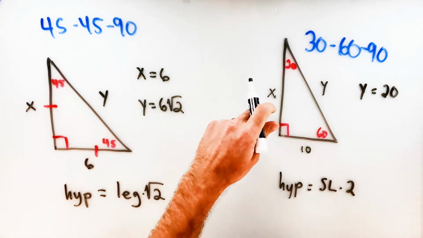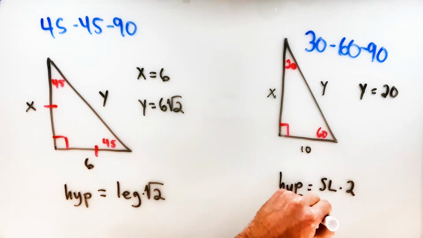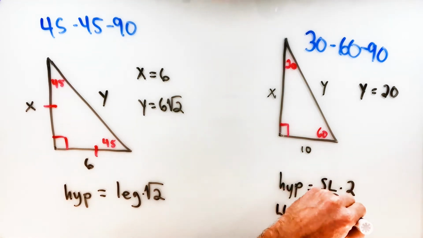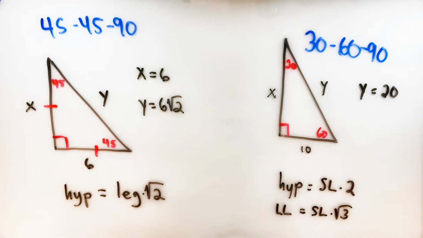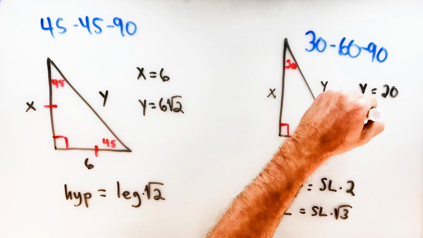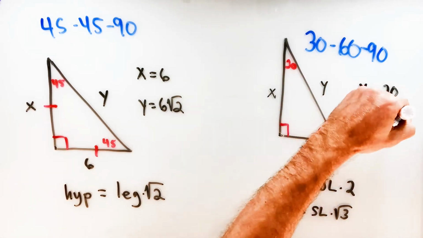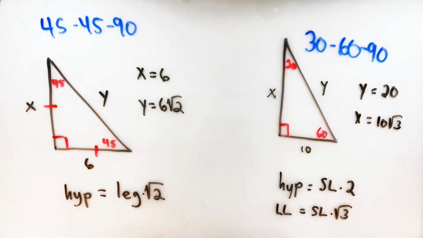And then finally, to get to the longer leg, which I'll abbreviate as LL, the longer leg is equal to the short leg times the square root of 3. That's the rule that we found for that one. So if the short leg is 10, the longer leg, x, is just 10 times the square root of 3, which again, you can get a decimal if you want, but we're going to leave it as an exact answer of 10 root 3. And that solves the 30, 60, 90.